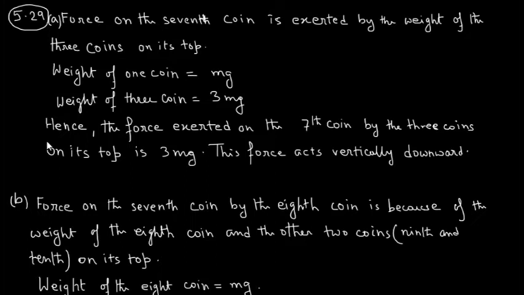The force on the seventh coin is exerted by the weight of the coins on its top. The weight of one coin is equal to mg. The weight of three coins is equal to 3 mg. Hence, the force exerted on the seventh coin by the three coins on its top is 3 mg. This force acts vertically downward.